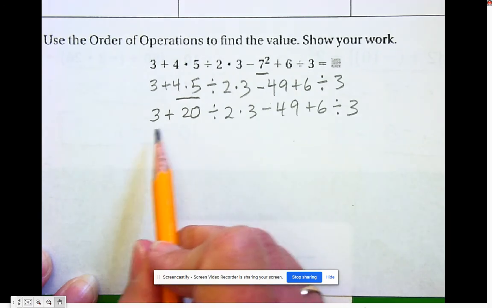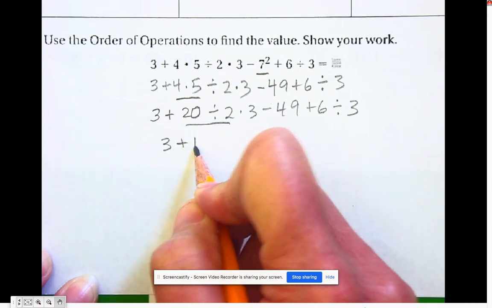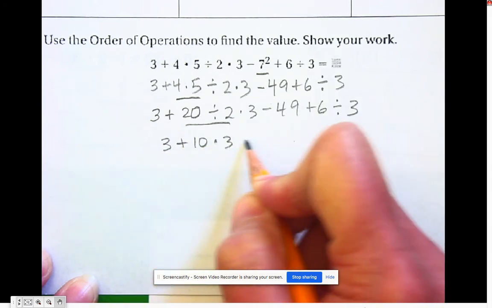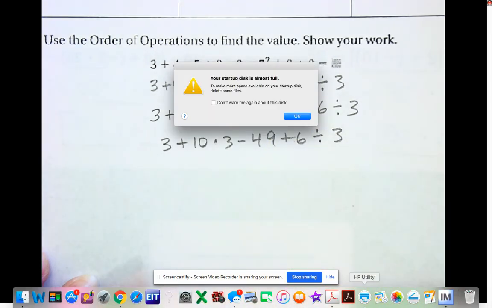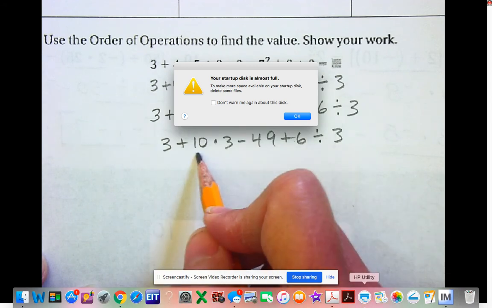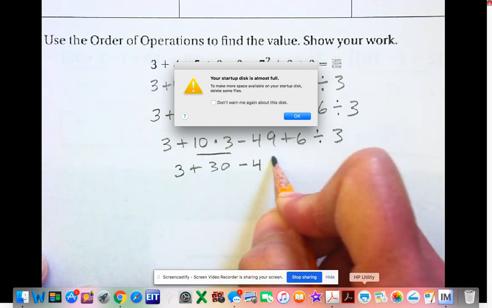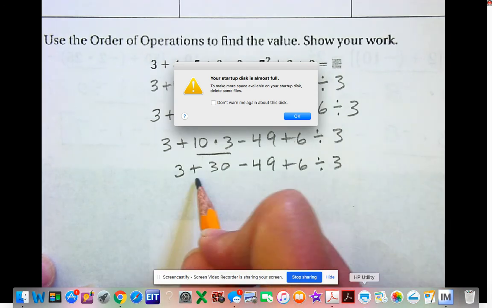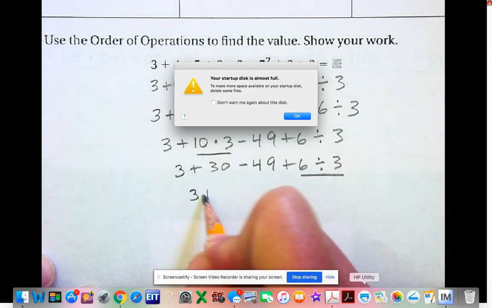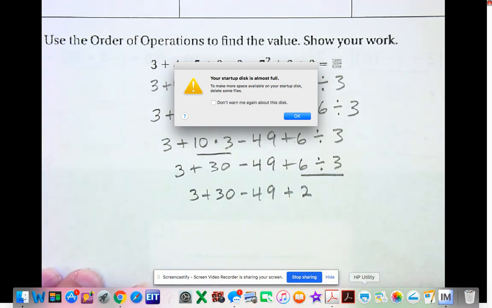Okay, so multiply or divide, whichever one comes first. Okay, now multiplication and division is gone.